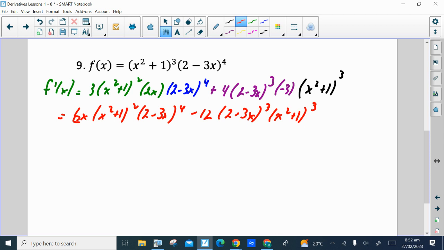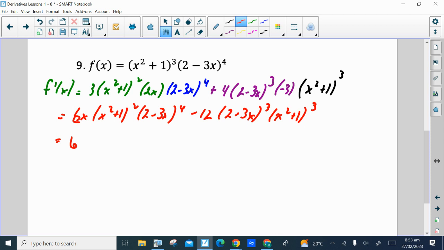And we can simplify this. We can take out a common factor. There are 2 terms here. Each term is divisible by 6 because you've got the 6x coefficient and the negative 12 coefficient. So each term is divisible by 6.